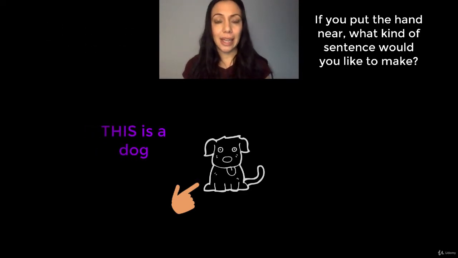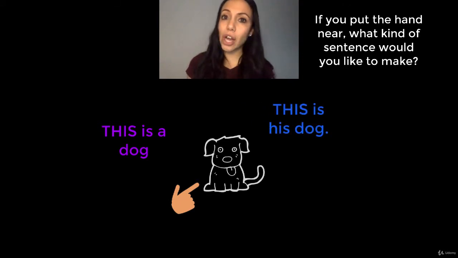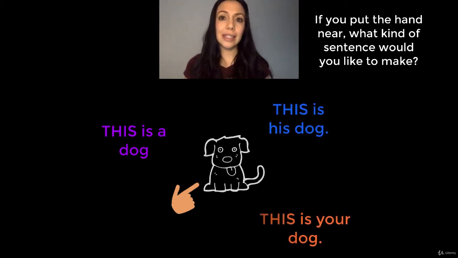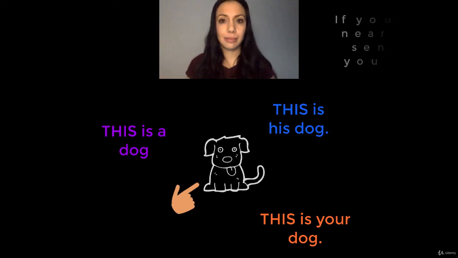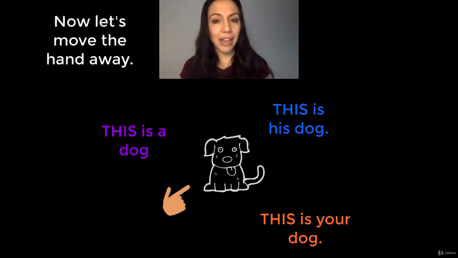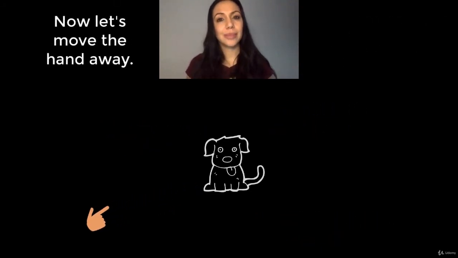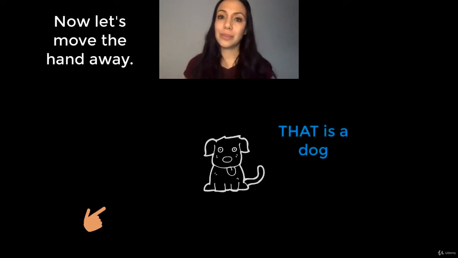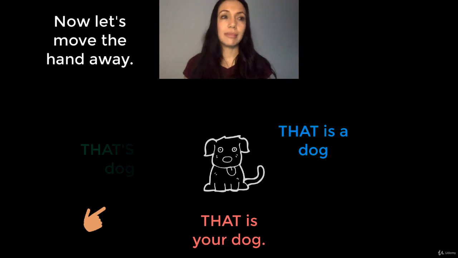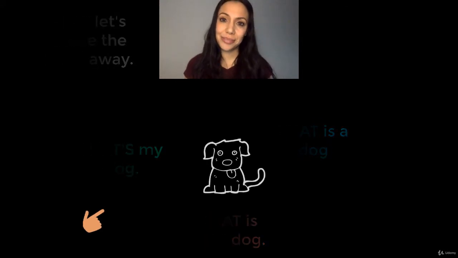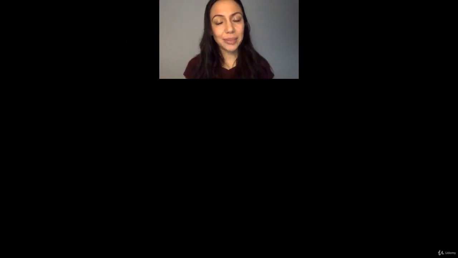This is a dog. This is his dog. This is your dog. Now let's move the hand away. That is a dog. That is your dog. That's my dog. Let's do one more.